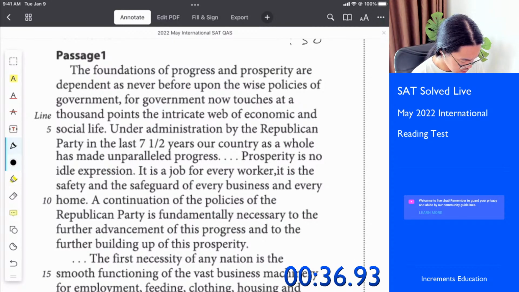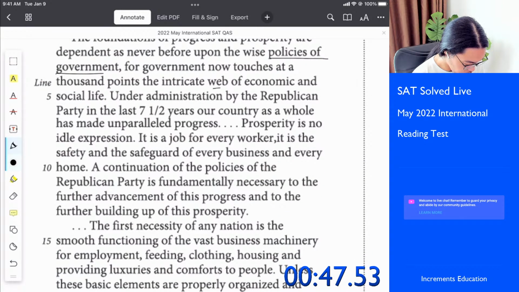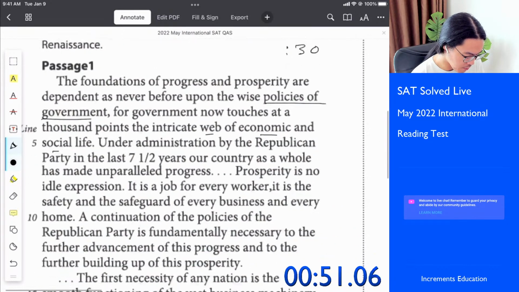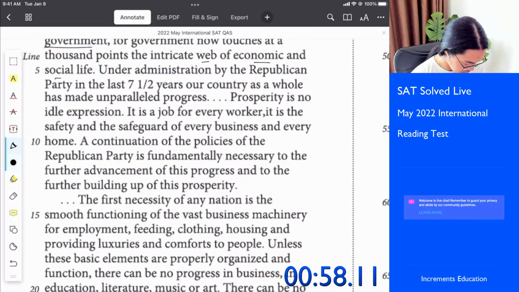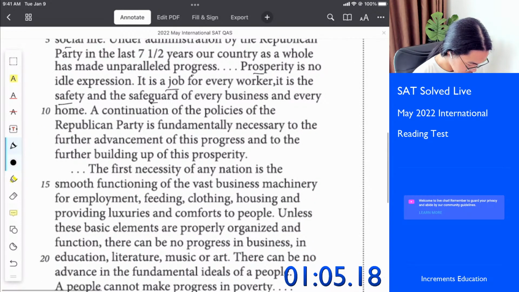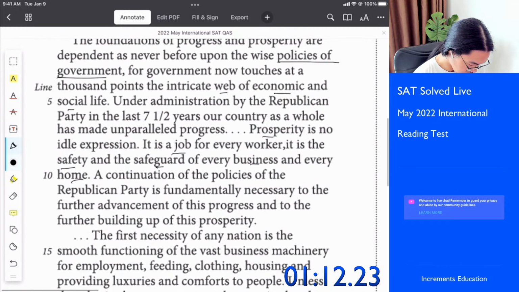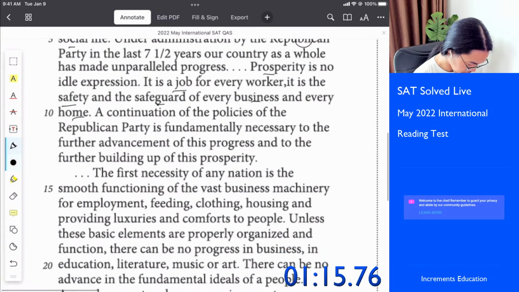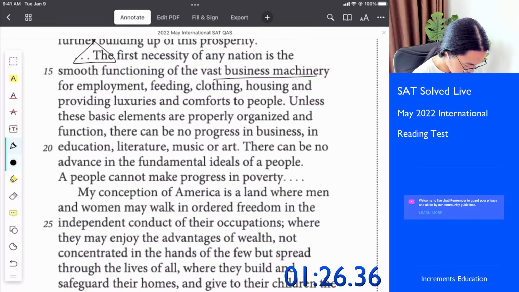Progress and prosperity. Policies of government. Okay, maybe we're going to be against the policies of government in passage 2. The intricate web of economic and social life. Okay, the government has become much bigger by this point. Republican Party in the last 7 years. Unparalleled progress. Prosperity is a job, safeguard, business, home. So we're being Republican, by the way. Okay, we're going to talk about the vast business machinery. We're talking about the economy.